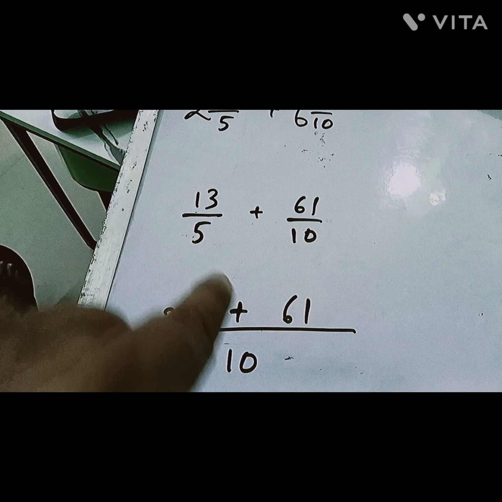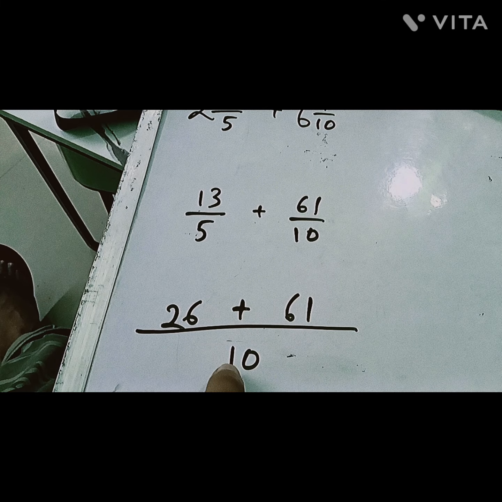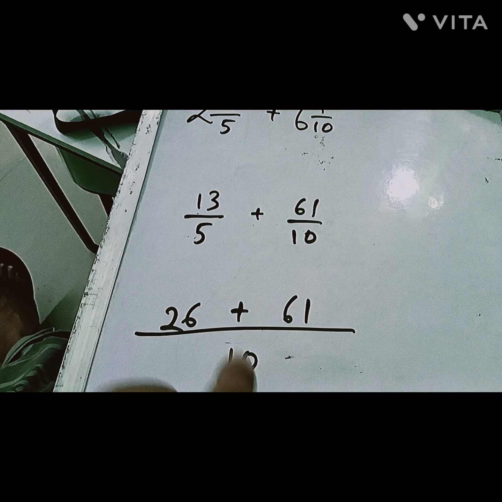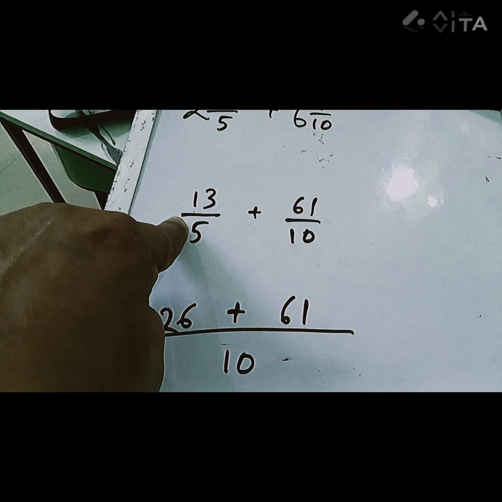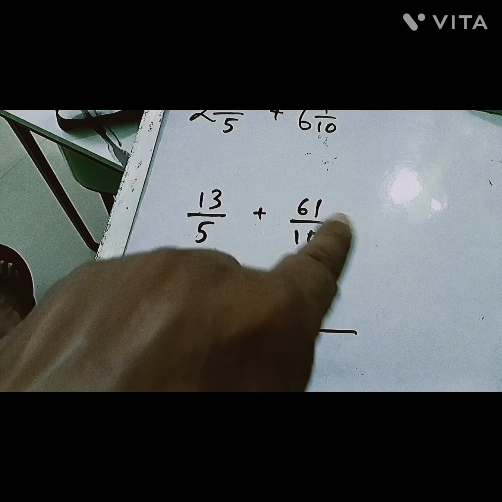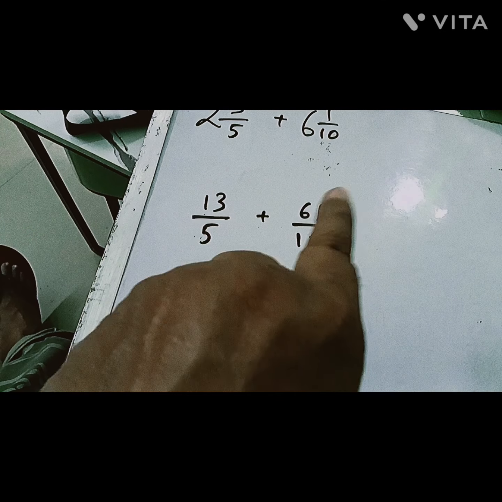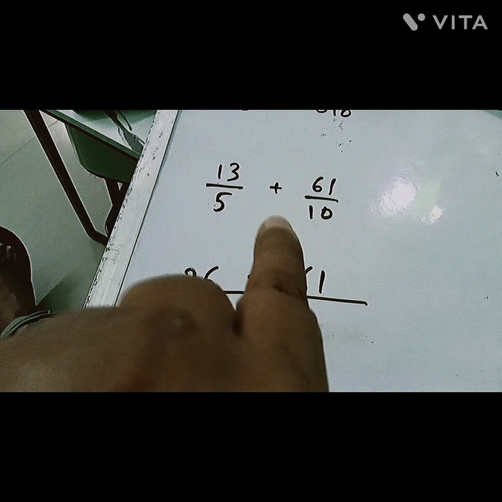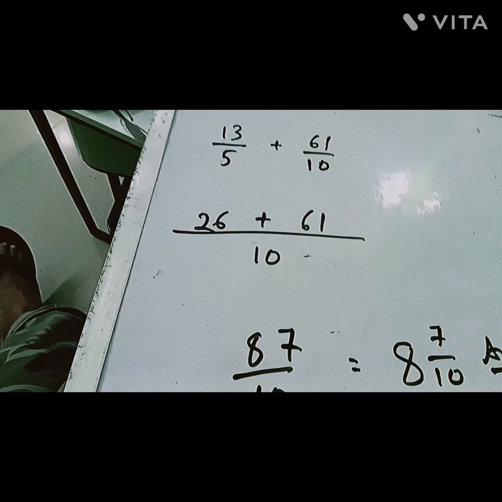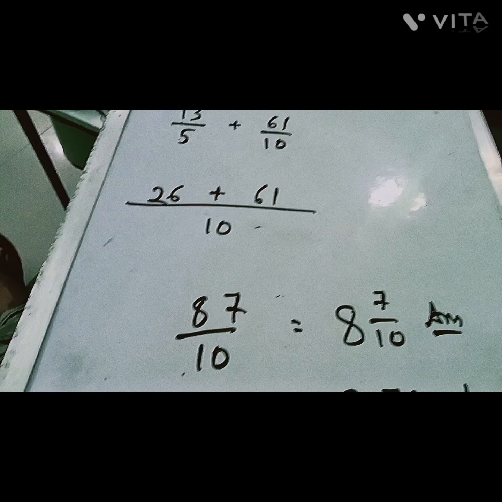5 multiplied by 2 gives the new denominator, 10. So I multiplied 5 into 2, so I have to multiply the older numerator, 13, with 2. 13 into 2 is 26. And 10 into 1 is 10, and 61 into 1 is 61. So the new fraction is 26 by 10 plus 61 by 10. 26 plus 61 is 87 by 10.